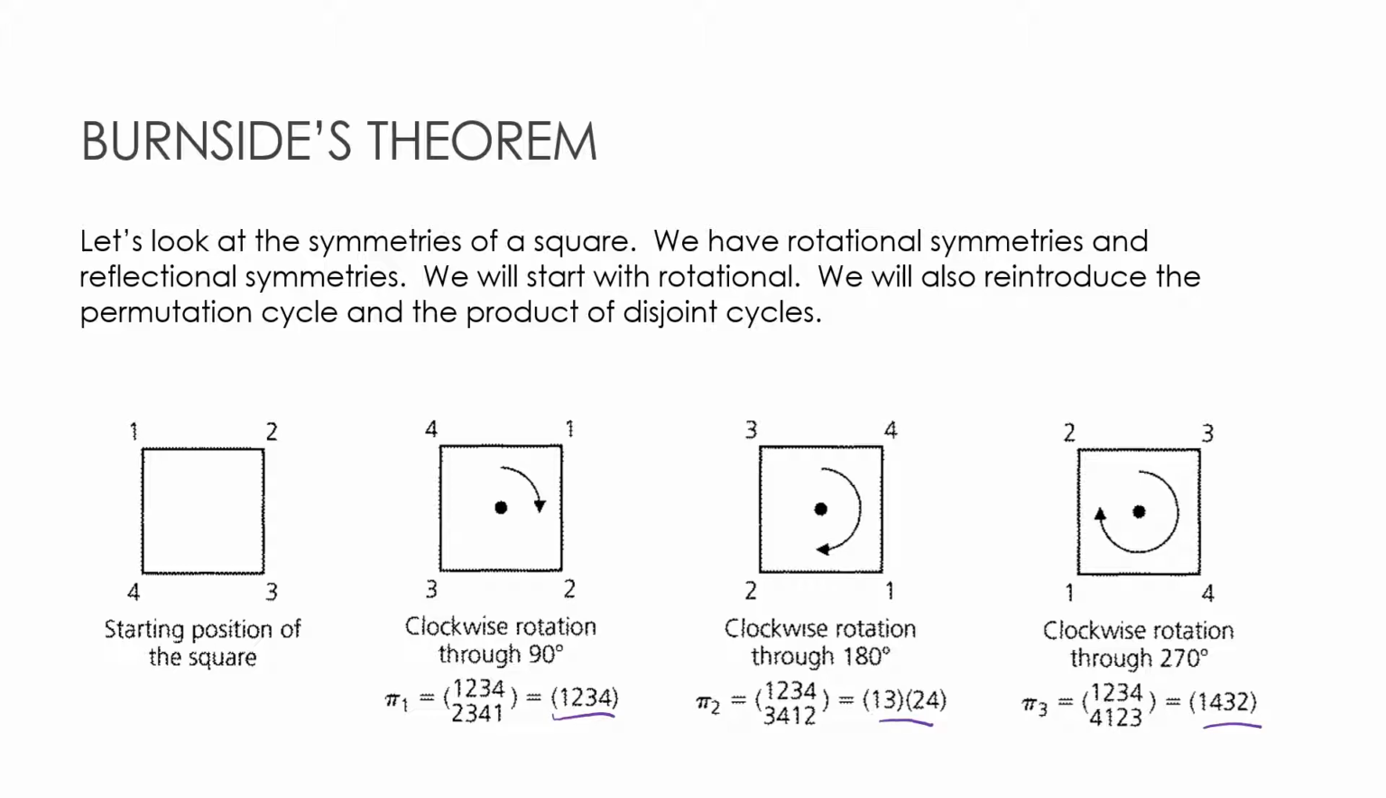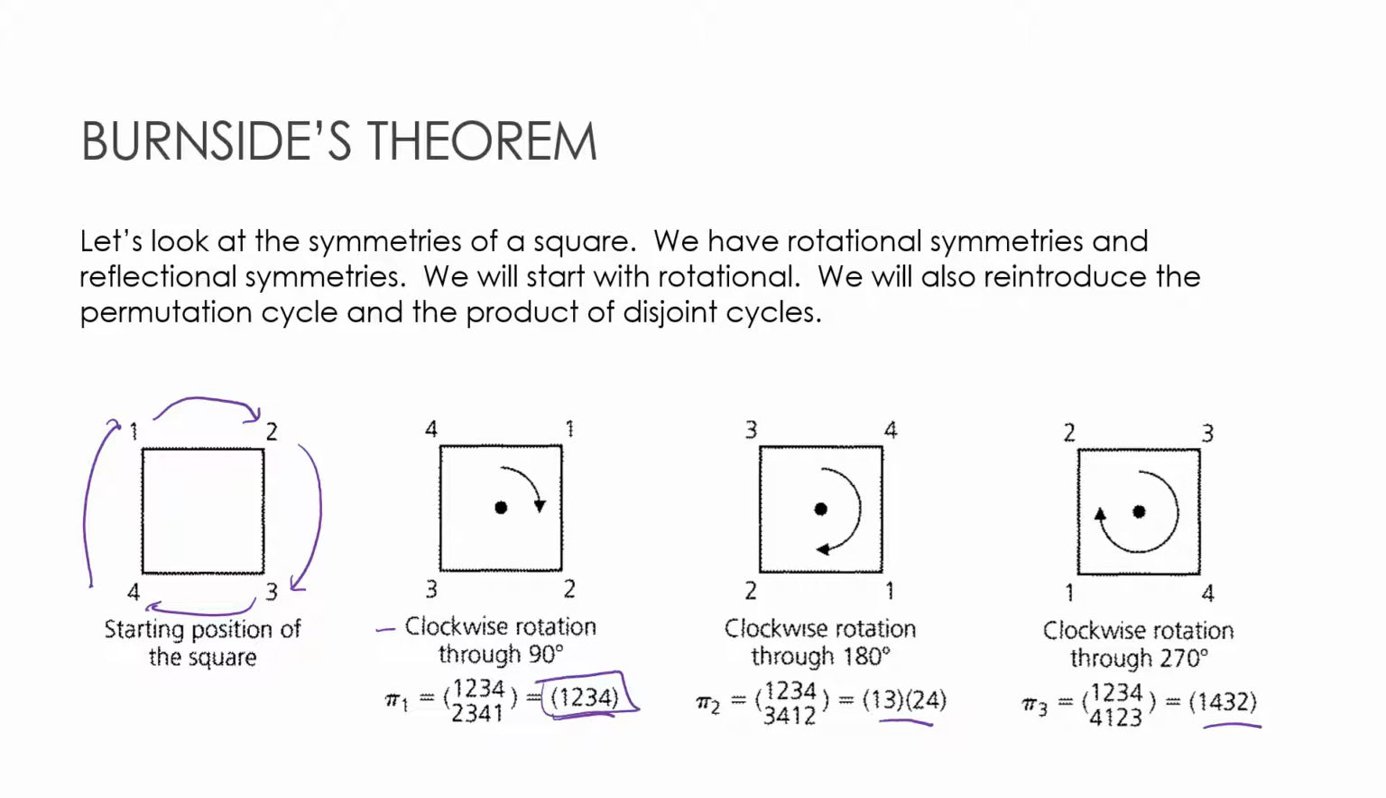But for now, essentially, we're saying, here's my starting position, and notice I've just gone clockwise instead. It really doesn't matter if we go clockwise or counterclockwise. So if I went clockwise, then 90 degrees, 1 moves to 2, 2 moves to 3, 3 moves to 4, 4 moves to 1.